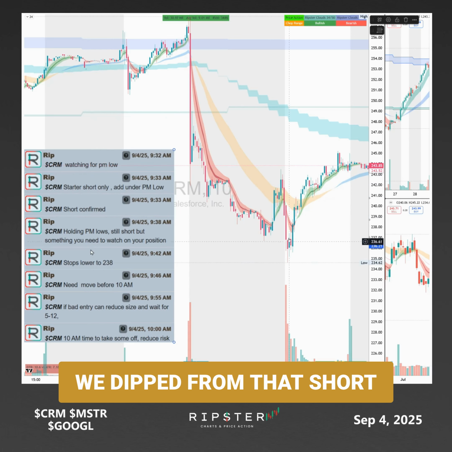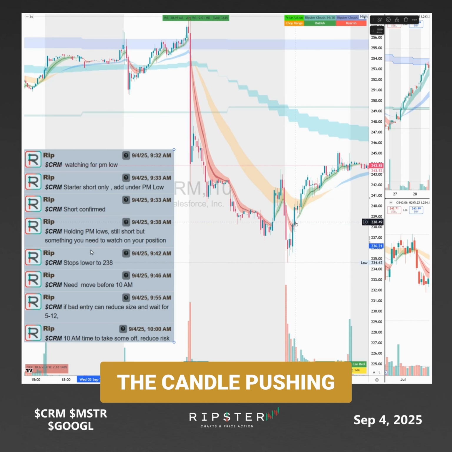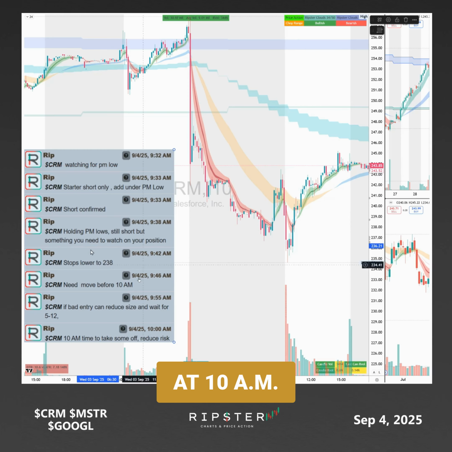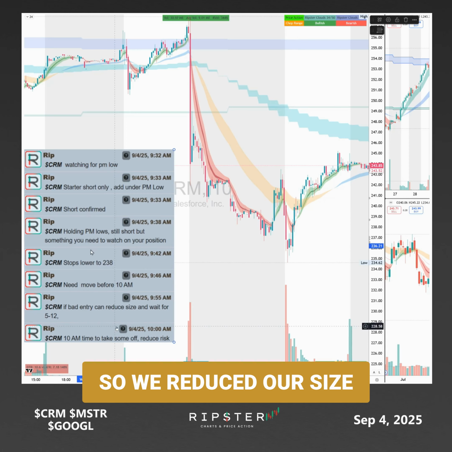Then we dipped from that short. We dipped to 234s, 235s. We stayed around that 235 area for a bit here. So now we know that it's not making further lows, and at 10 a.m. the bounce is coming, so we have to get out of our short. We got a little bit on the short side, and then as soon as I saw the candle pushing, we moved our stops there and we stopped out of the short. So at 10 a.m. we reduced the risk because we were watching the pre-market lows being reclaimed. So we reduced our size, we reduced our risk.